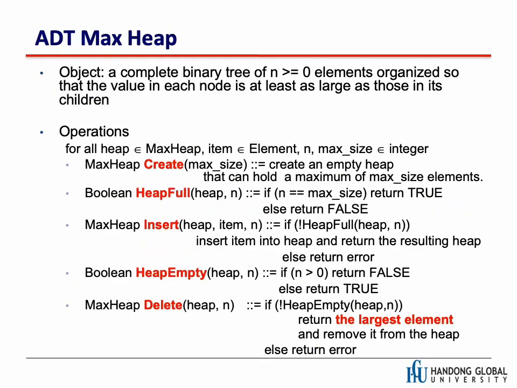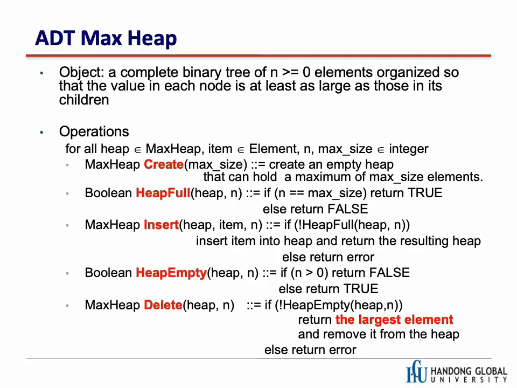Here is an abstract data type for a max heap. As an object, we have a complete binary tree of n elements organized so that the value in each node is at least as large as those in each child. So basically, we have a complete binary tree and a max tree. As operations, we have a couple of functions. First one, create. It's a basic operation: we can make an empty heap.